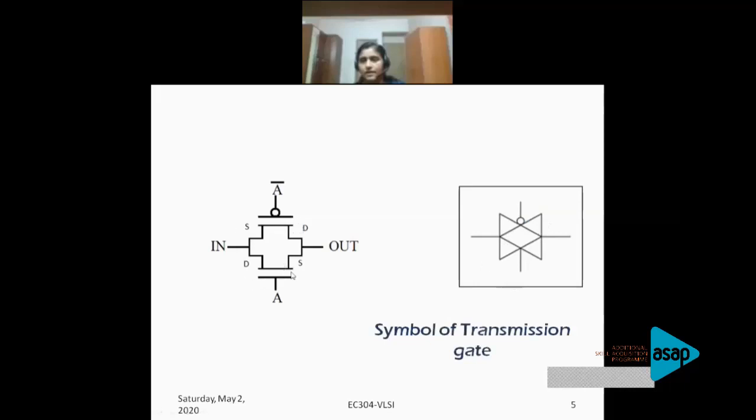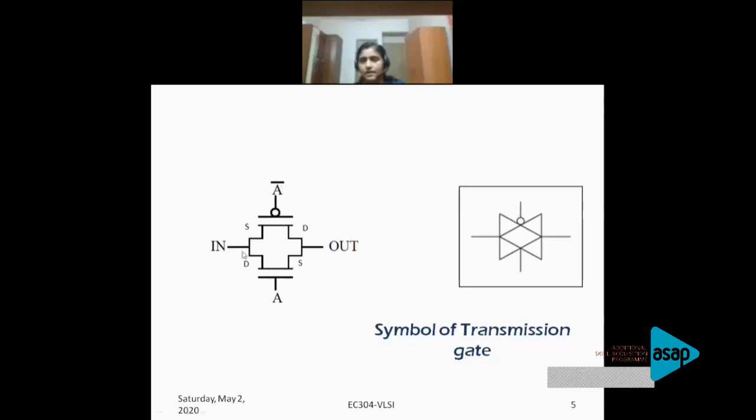Now we'll come back to this circuit diagram and see how the transmission gate works. Here, for the NMOS, I've connected A as the gate signal, and for the PMOS, I've connected A bar as the gate signal. Now imagine the condition where A equals 1. If A is 1, A bar is 0. So 1 is given to the NMOS gate and 0 is given to the PMOS gate. That means both of the transistors are on.